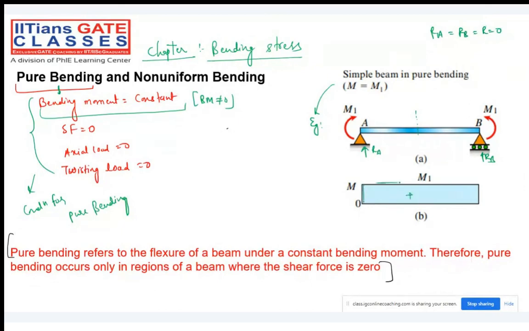Pure bending refers to the flexural, flexural meaning bending, of a beam under constant bending moment. Therefore, pure bending occurs only in the region of the beam where the shear force is exactly equal to 0.